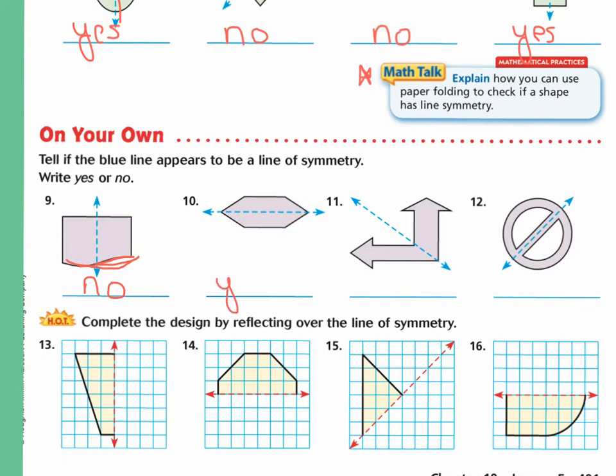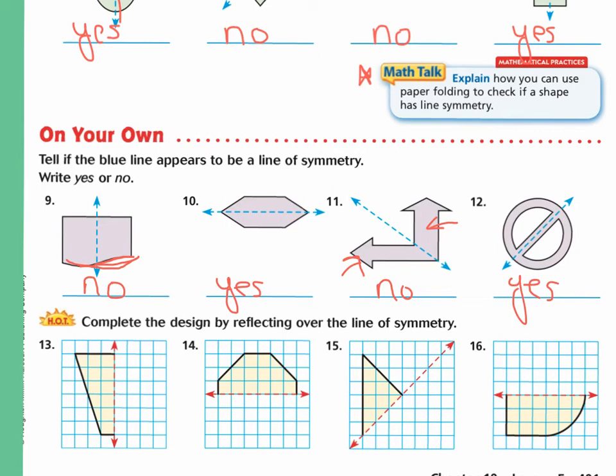Number 10, that would be a yes. Number 11, that would be a no. This is a skinnier arrow, and this is kind of like a chubbier arrow. And then number 12 would be a yes. I like the hot problem down below.